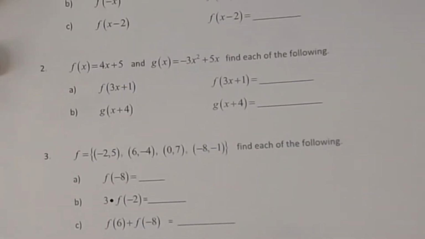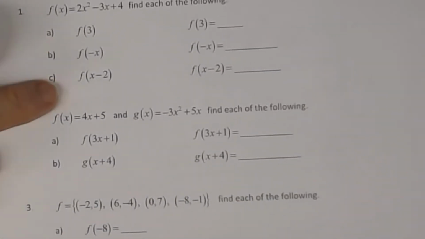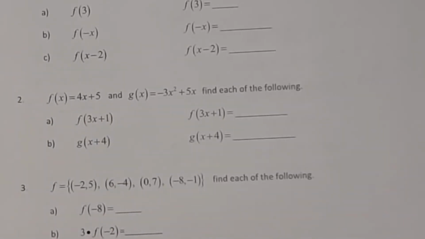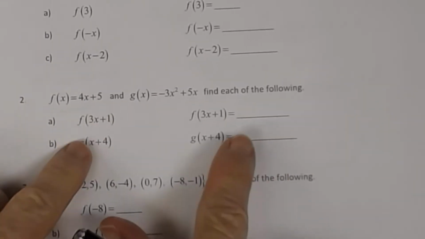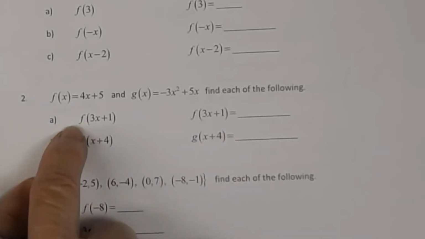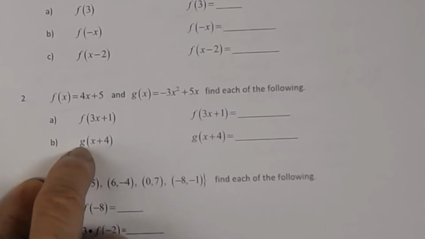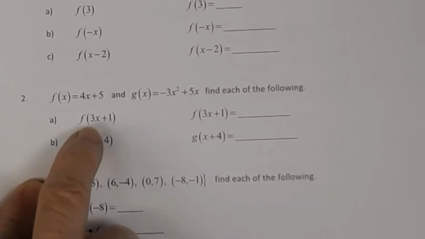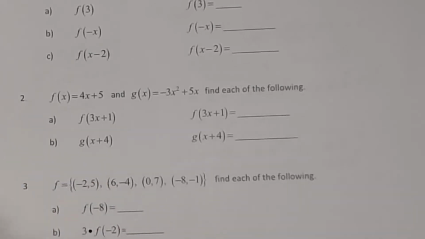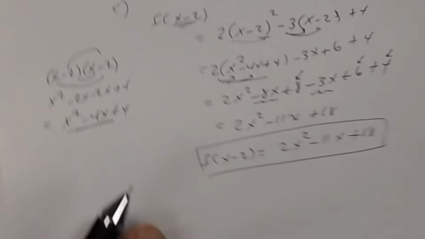So we just took care of number 1. All right, now let's look at number 2. So number 2, we have two different functions this time, so it is very important that you are using the correct function. So this says function f, this says function g. So it's important that you substitute these in the right functions. All right, so let's look at number 2. Number 2, we have this.